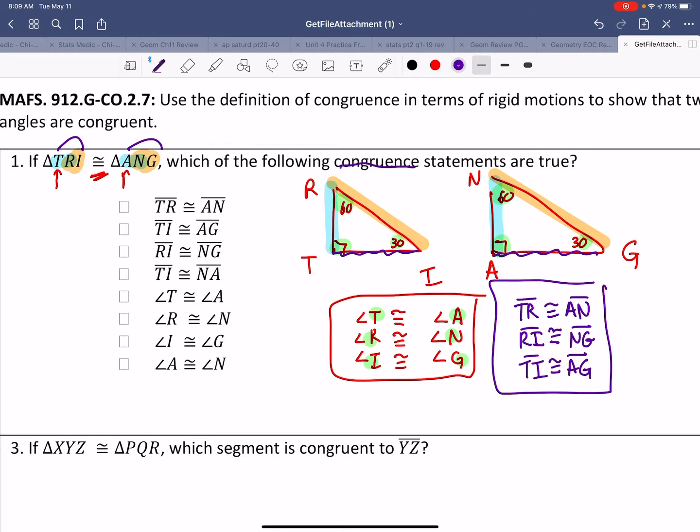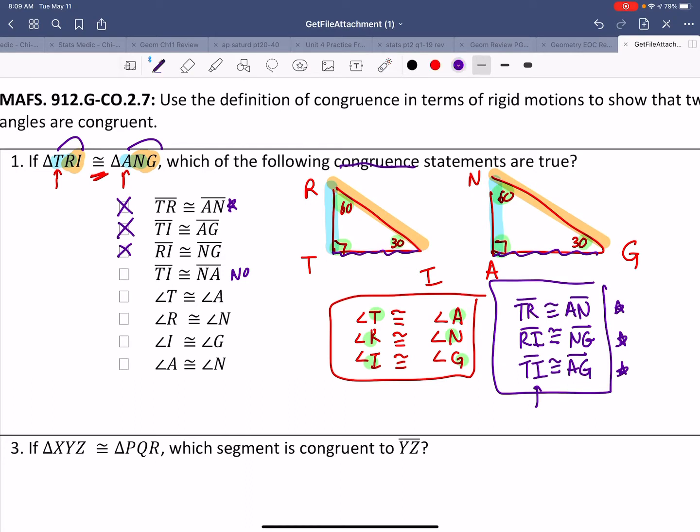Now let's look for this information. Yeah, this one is right here. So we're going to say yes. TI and AG. Yep, that one's right here. RI and NG. Yep, that one's right there. TI and NA. No. Nope. Let's see what that is. So this one, the medium side, NA, the small side. Nope, not going to work.